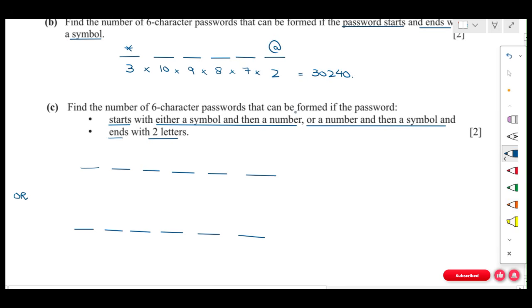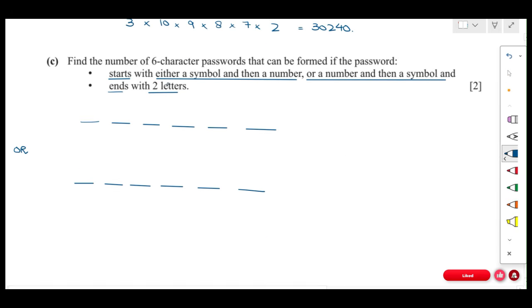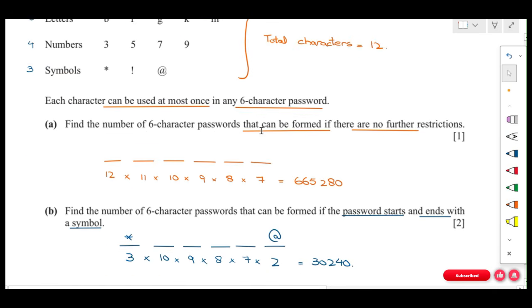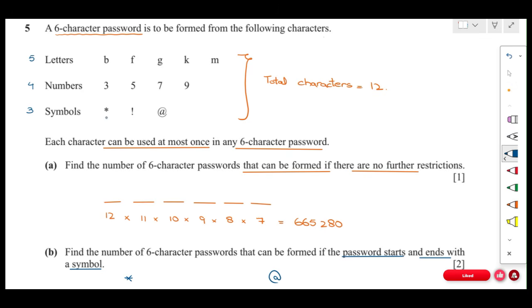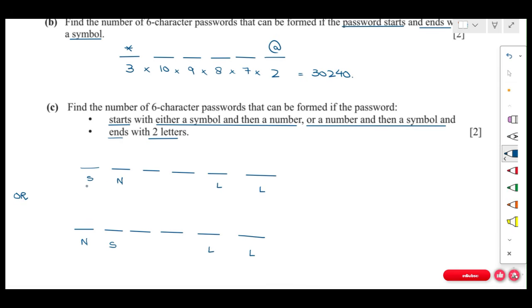Okay, now it ends with two letters. So here we have a letter, here we have a letter. Start with the symbol and then we have a number, or a number and then we have a symbol. Now go up and find out how many symbols, numbers, and letters we have. Symbols are 3, numbers are 4, letters are 5.